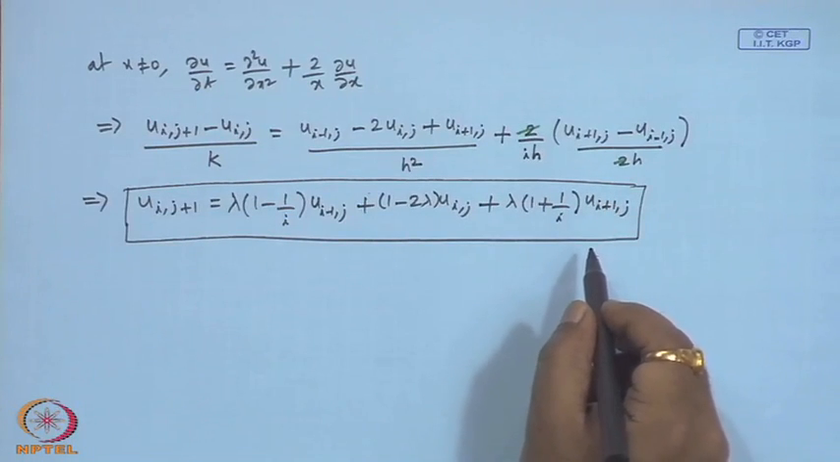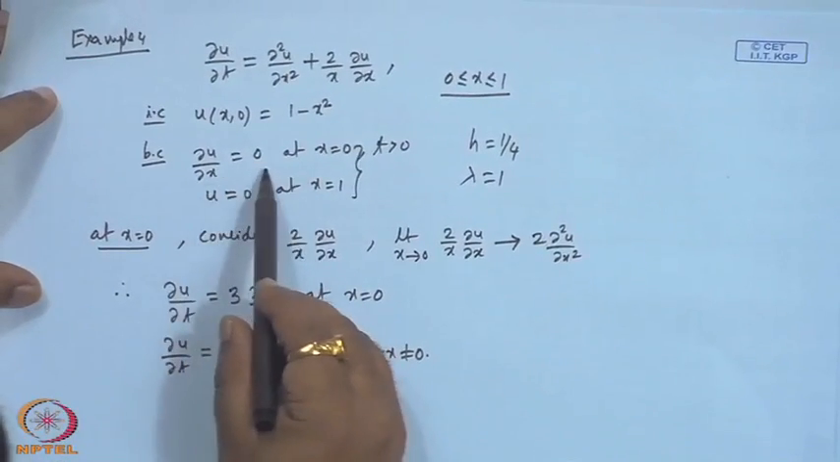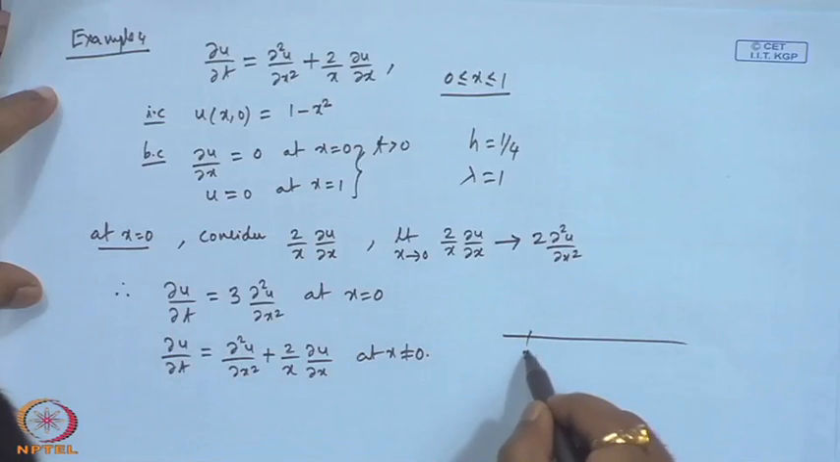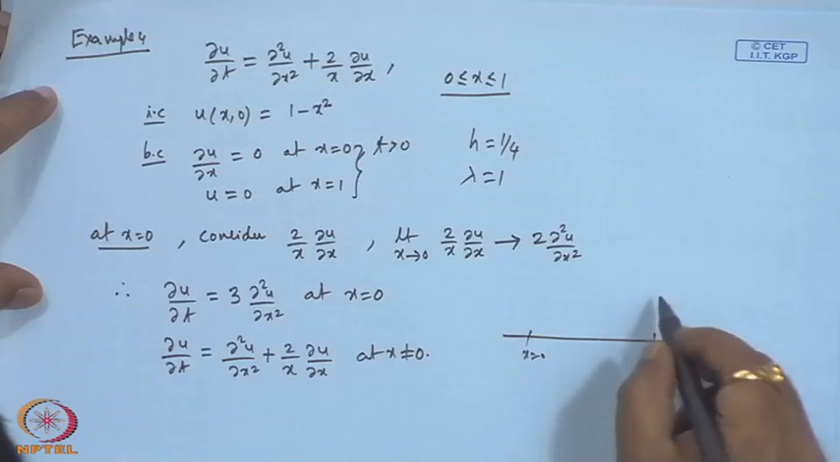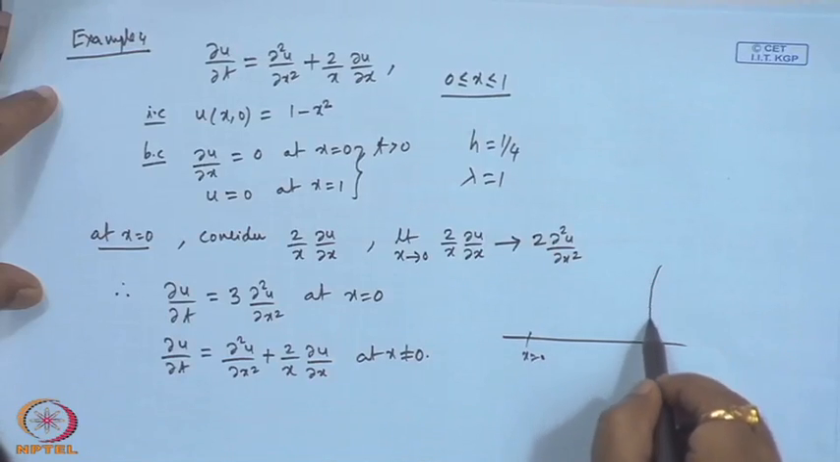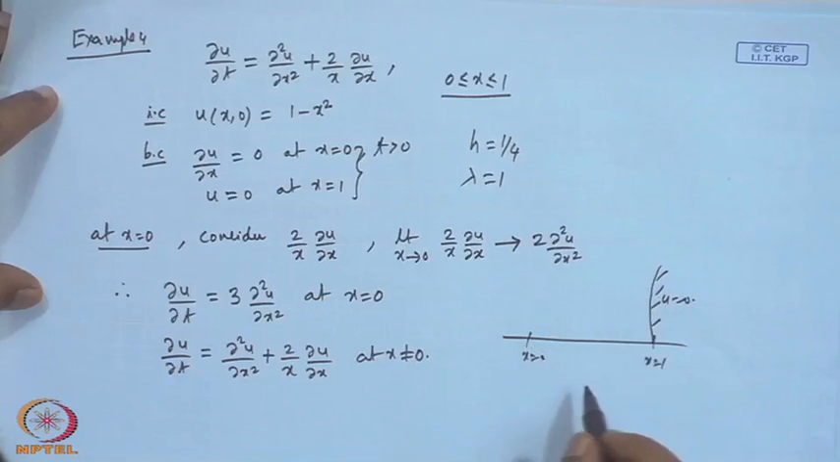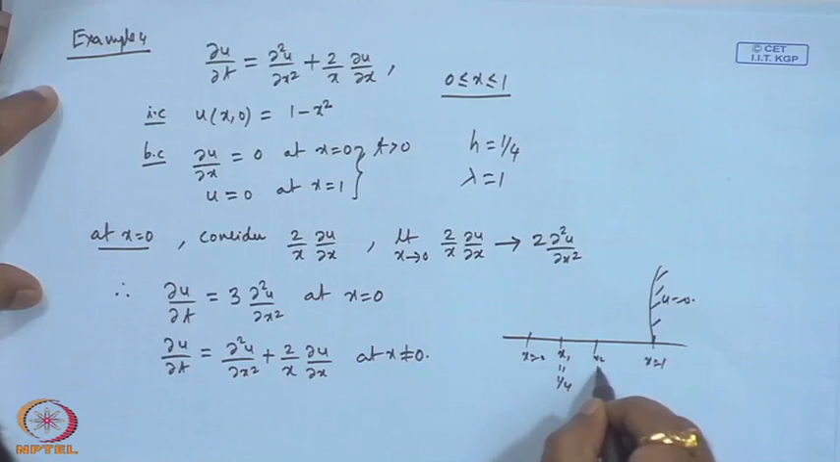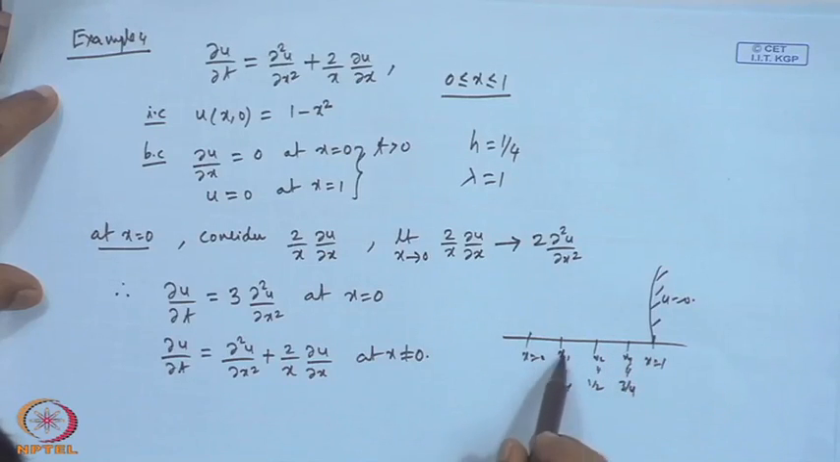So the given problem contains, if you see, only one derivative boundary condition. So, that means only at x equals to 0, whereas at x equals to 1, this is known. Okay. So, for all time level, u is 0. So, therefore, the number of unknowns are x 1 is 1 by 4, x 2 is half, x 3 is 3 by 4. So, the number of unknowns are 1, 2, 3, 4 only.